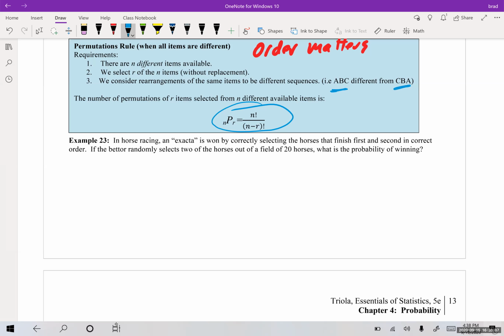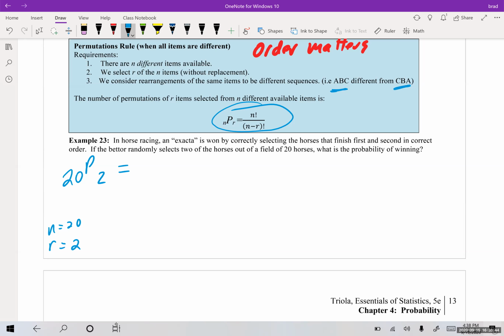It says in horse racing, an exacta is won by correctly selecting the horses that finish first and second in correct order. If the bettor randomly selects 2 of the horses out of a field of 20 horses, what is the probability of winning? So in this particular problem, our N is 20 and our R is how many we're choosing, which is 2. So we're going to do 20, choose 2. That's how you write it, NPR.